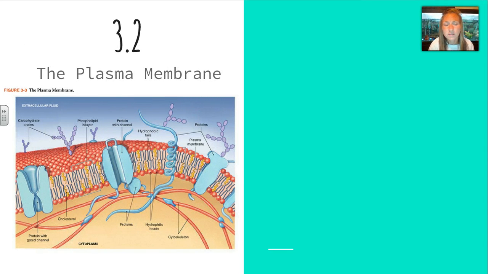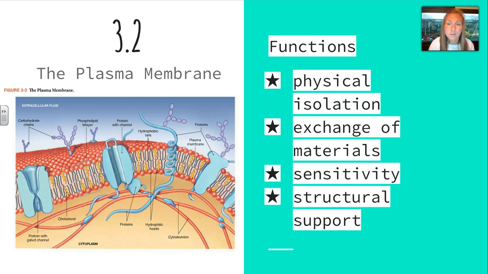3.2 emphasizes the structure of the plasma membrane, which is very important. The functions of the cell membrane help our cells maintain homeostasis. So it's a physical isolation, exchanges materials in and out of the cell. It helps the cell have sensitivity to sense different stimuli, and then also provides structural support.